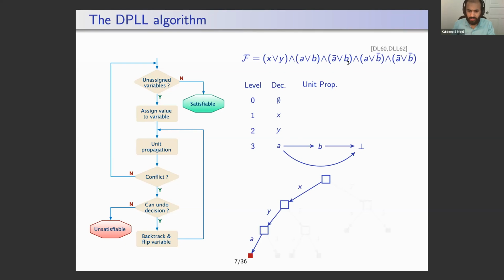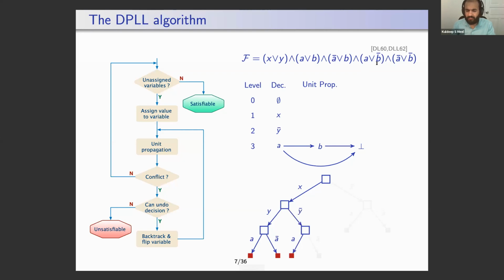All right, so let's try to figure this out. If a and b both are 1, then you look at this clause. This says, hey, you can't make a and b both be 1. So we have to backtrack. We have to say, okay, assigning a to 1 was a mistake. So let's try to assign a to false. Well, if a is false, then you look here, b has to be 1. But then again, if a is false, then this clause says that b should be 0. So that was again a mistake.